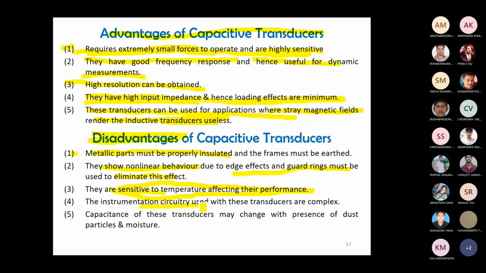The insulation and circuitry make these transducers complex. The capacitance of this transducer may change with the presence of dust particles and moisture. If moisture and dust are present, the permittivity value will be reduced and you get less capacitance. There is also a huge chance of puncture.